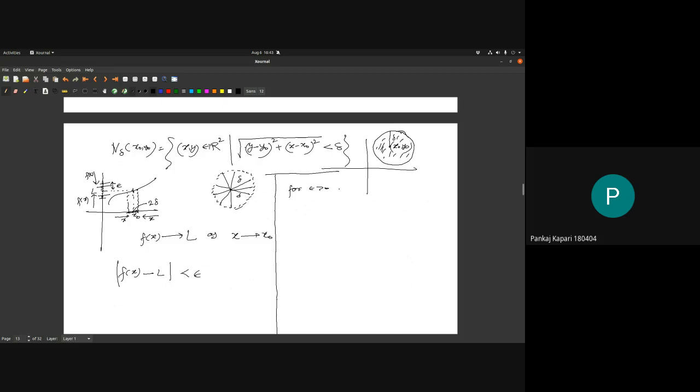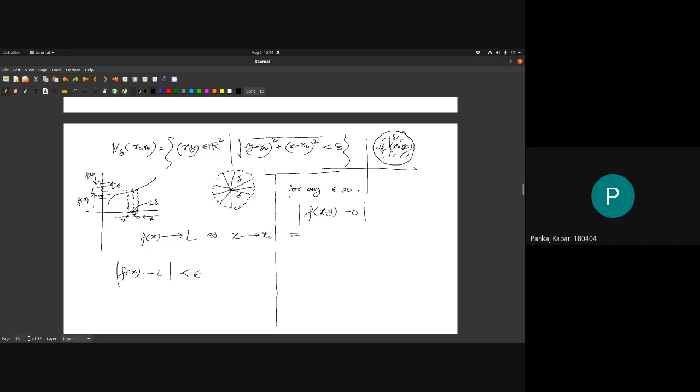For any epsilon positive, we want to show that the functional value of xy from 0 is less than epsilon, because we want to claim that the limit is equal to 0 when you approach the origin. So we'll put 0 as L, and we want to show that this distance is less than epsilon whenever xy lies in some delta neighborhood of the origin.